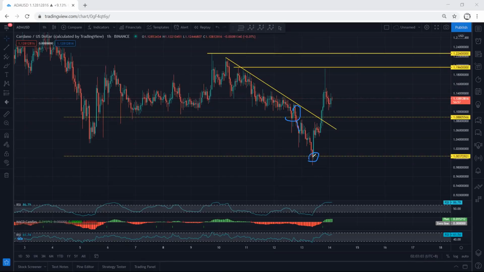And as we can see, this is what we were expecting. We put our line almost at 1.004. As we can see, exactly the price tagged it and reversed. We mentioned that after the breakout of this line, if the price tags it, any reversal we can look for a buy.